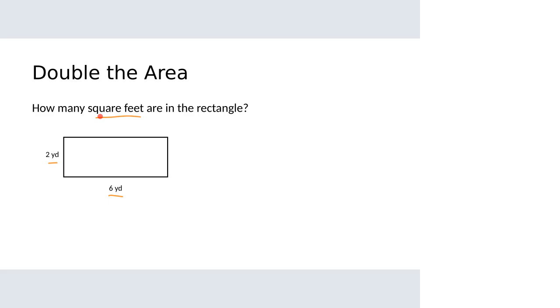I like it, but if we were going to say the number of square feet that were in this rectangle, how many would that be? And we've got some converting to do, but I'm curious what y'all will come up with on this one.